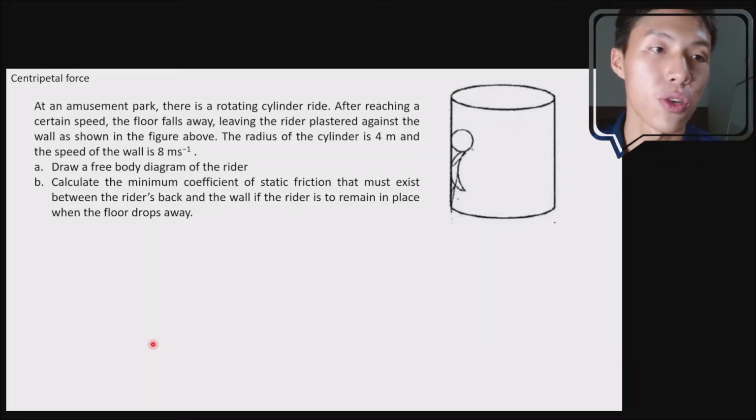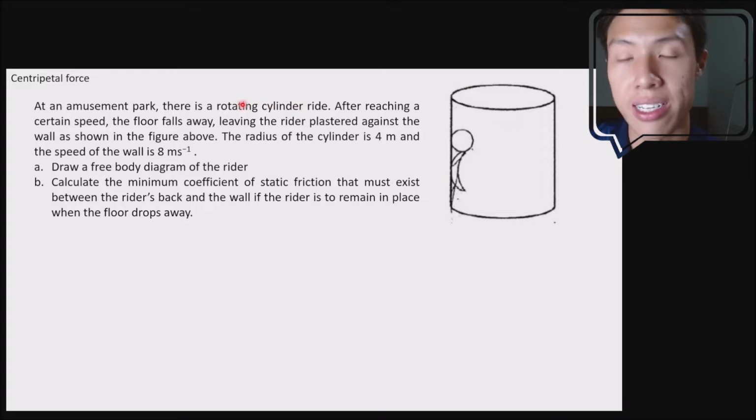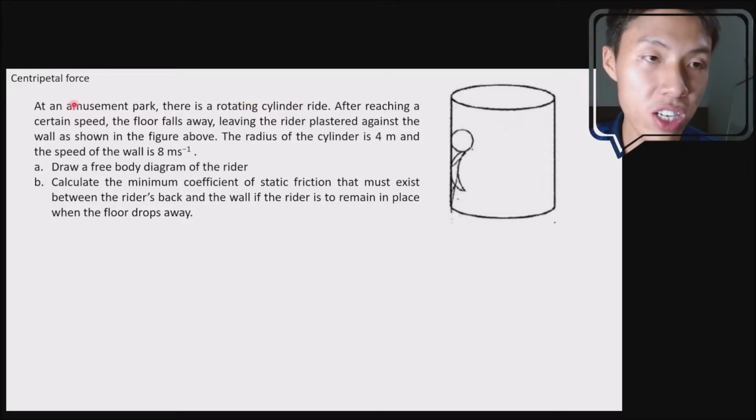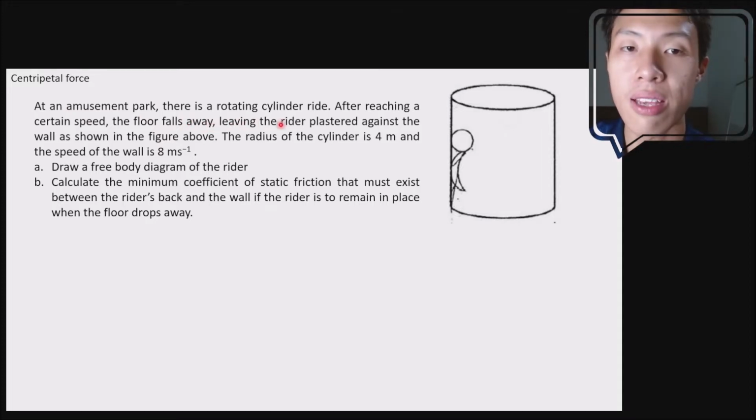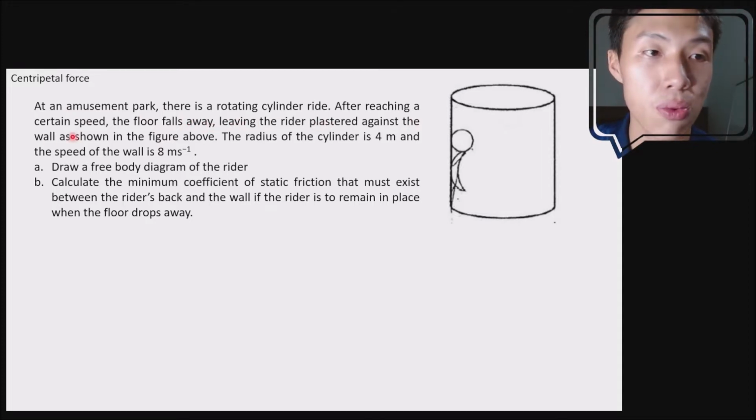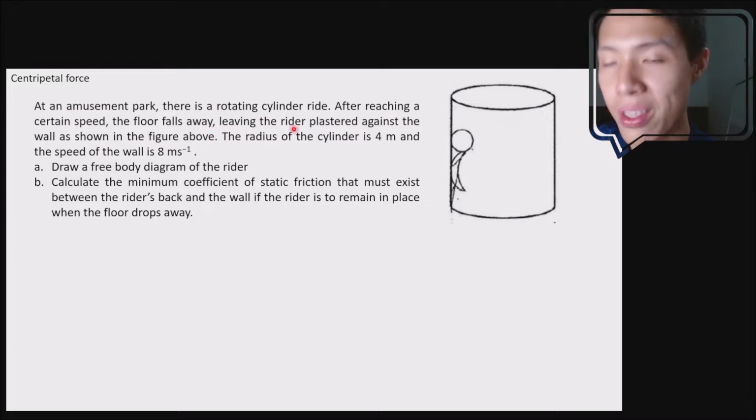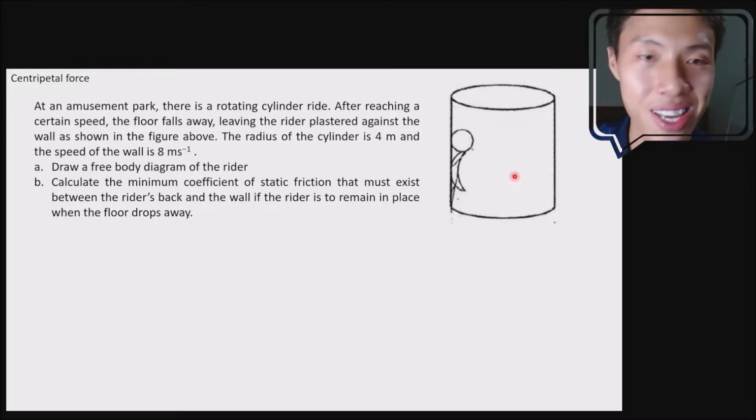Let's discuss this question here. At an amusement park, there is a rotating cylinder ride. After reaching a certain speed, the floor falls away, leaving the rider plastered against the wall as shown in the figure above. Well, this figure is definitely not clear enough to understand what a rotating cylinder ride means.